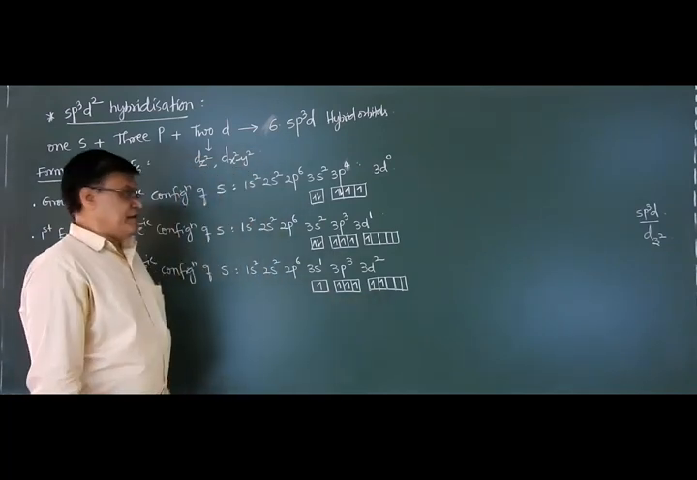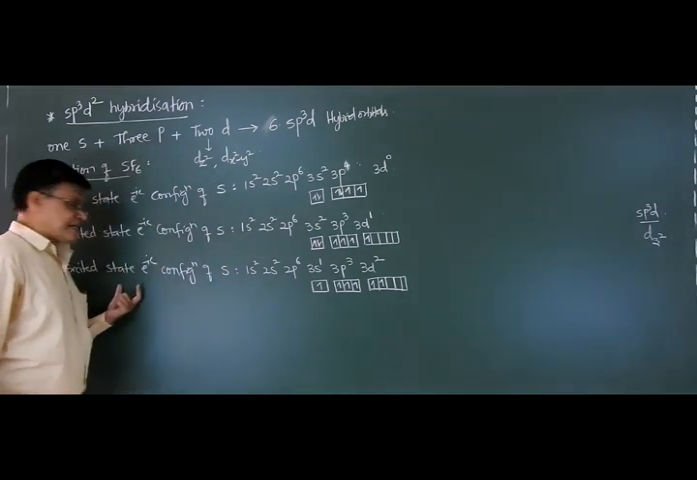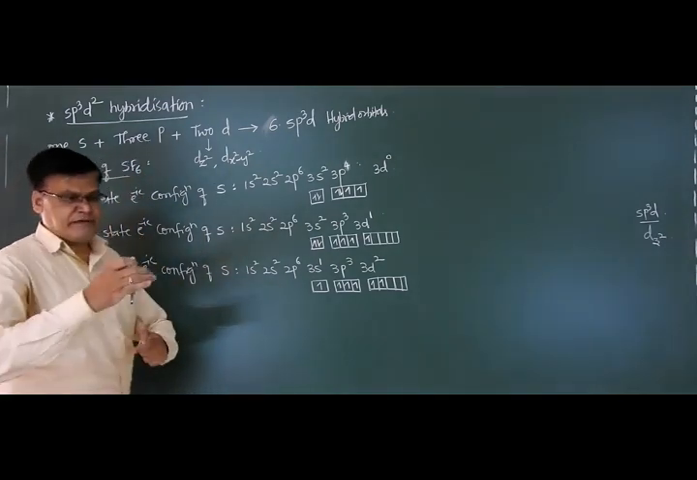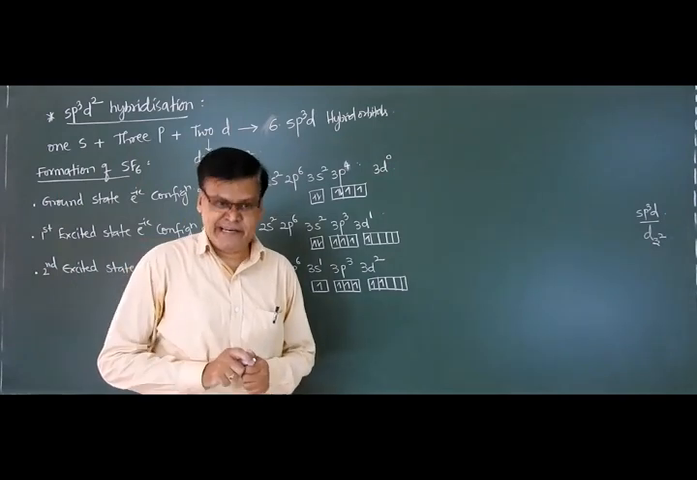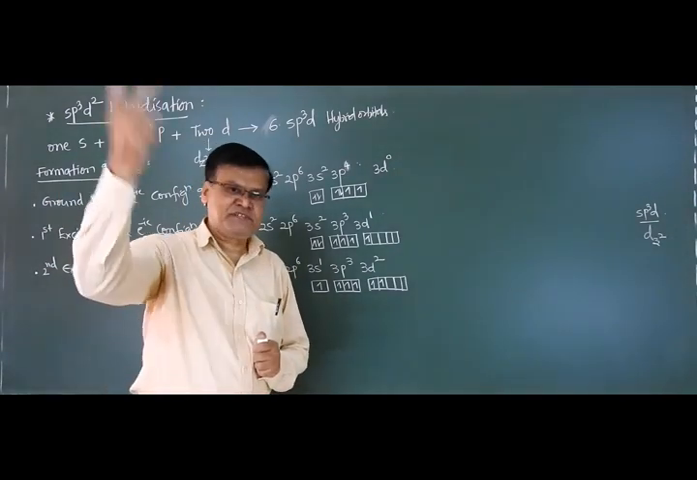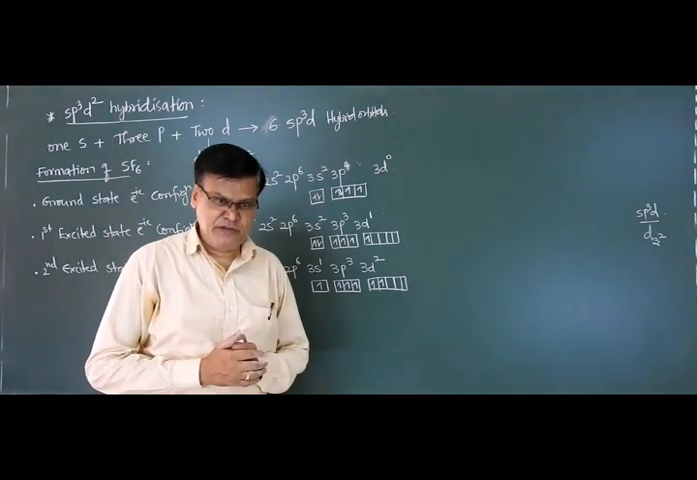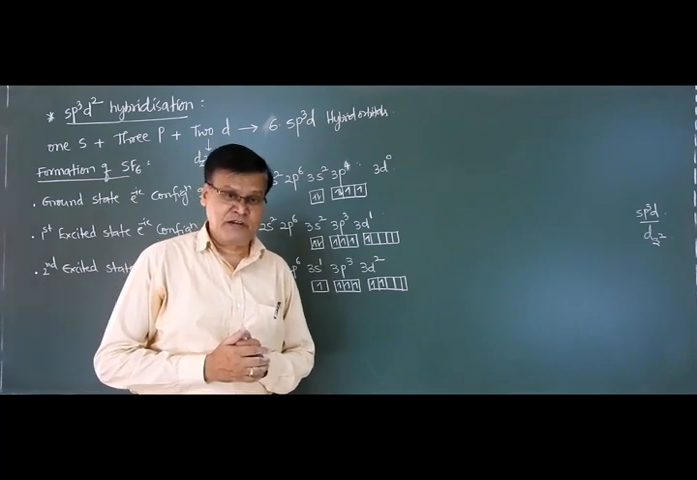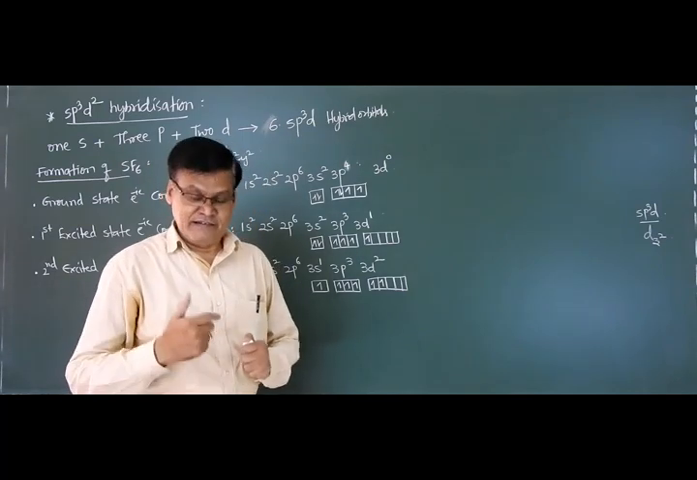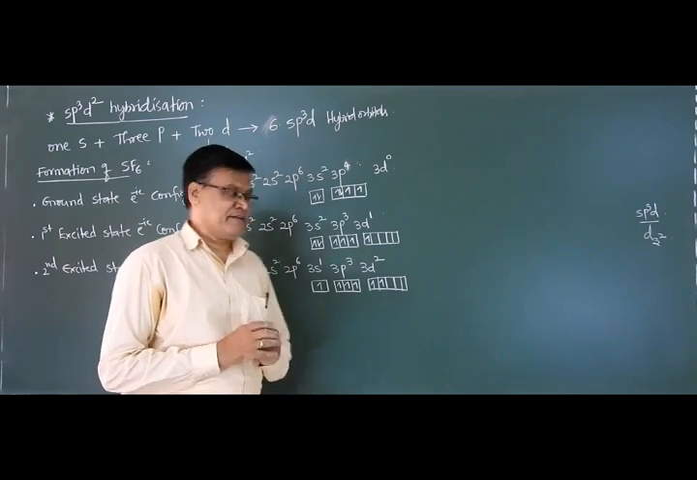Clear, all of you? We cannot write the second excited state directly. Step by step, we cannot promote 2 electrons at a time. Can you make 2 jumps at a time? Is it possible? Try at home whether it is possible or not. If it is possible, please inform me. I will also try. Okay?